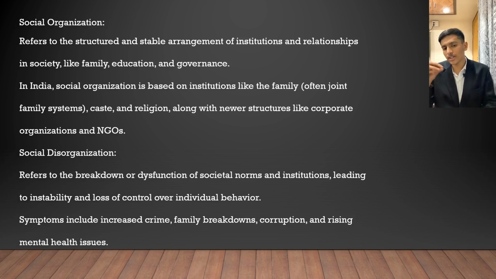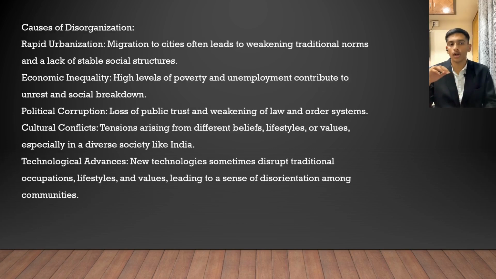Examples of social disorganization are when a certain crime is committed or a divorce occurs. Let's take the example of divorce or family breakdowns due to conflict, corruption, and rising mental health issues. These are examples of social disorganization. And education, the functioning of political institutions, and the proper functioning of our legal system are examples of social organization. So lastly, what causes social disorganization is, again, rapid urbanization.